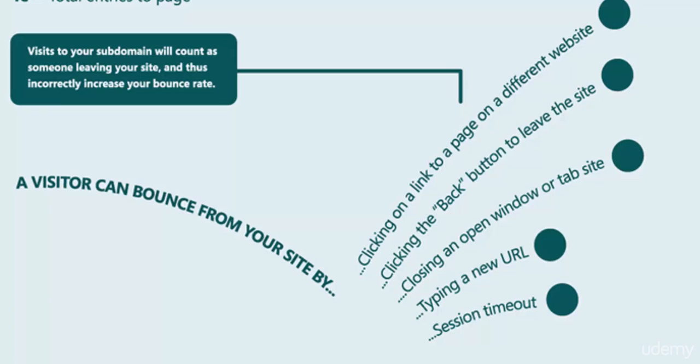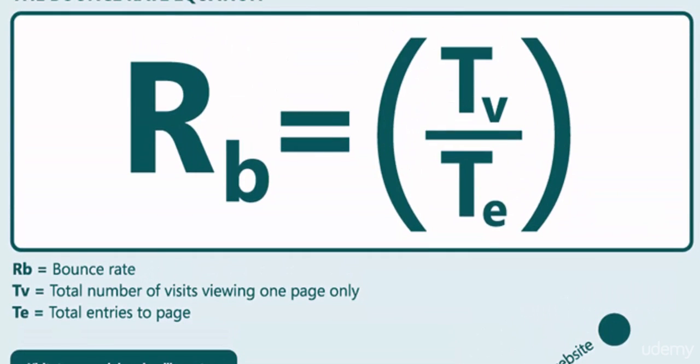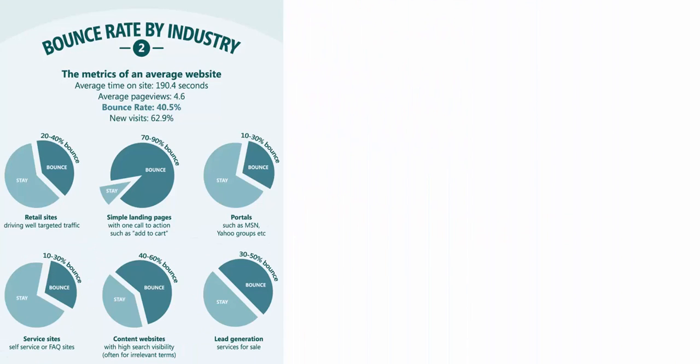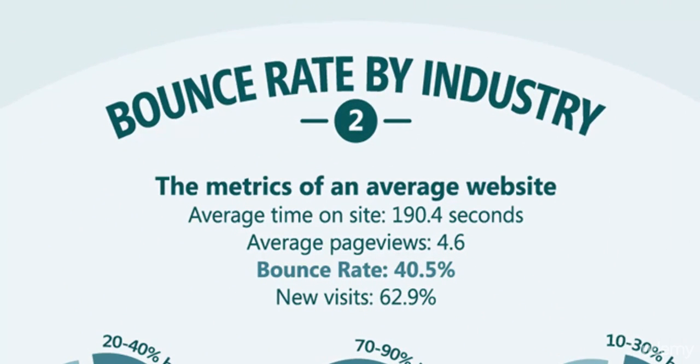So again, by using this equation, Google computes the bounce rate for each and every page of your website. But bounce rate varies from industry to industry. That is, it's not the same across all categories of websites. According to this infographic, the average time on site is 190 seconds. I think you remember what is a time on site because we just saw in the last lecture. And the average page views is 4.6. There comes the average bounce rate, that is 40%.